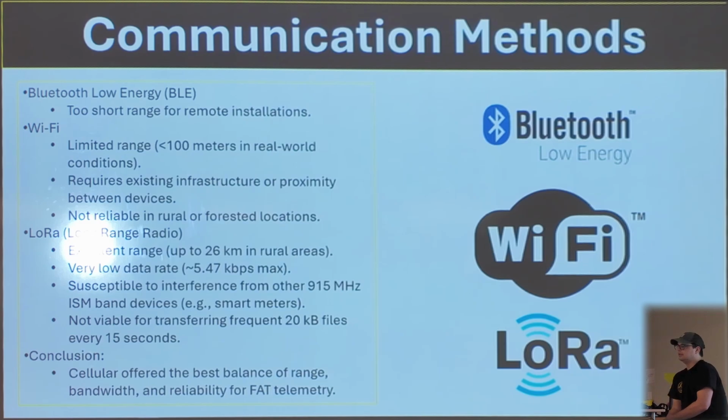I also looked into LoRa, which is short for long range radio. This has pretty good range. It's free to use. It's part of the ISM bands, which are industrial, scientific, and medical bands. This runs on 915 megahertz radio waves. Unfortunately, it wasn't really viable for frequent 20 kilobyte files every 15 seconds. The FCC has regulations on how much time you're allowed to spend on these bands, how much data you're allowed to transfer, etc. Also, LoRa is susceptible to what are called smart meters, which is how utility companies like water, power, and gas monitor your usage. They also operate on the same band, so LoRa is really susceptible to interference from those.